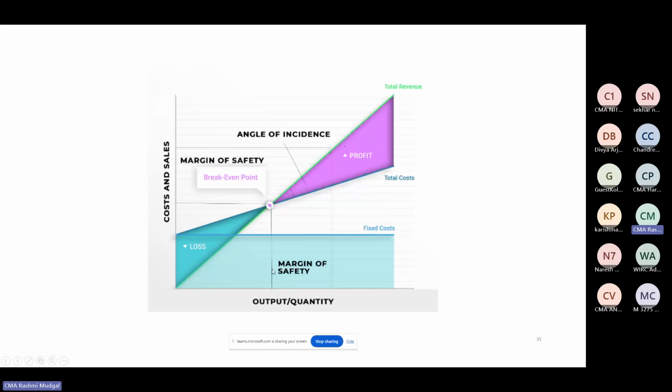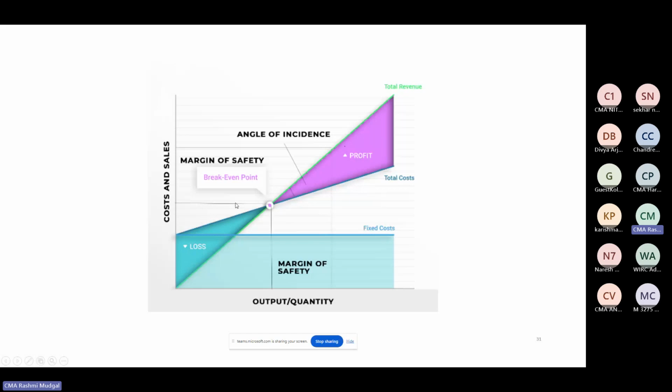After my break-even point, until my total revenue, the place is called margin of safety. So my total cost and total revenue intersect at the break-even point, and after the break-even point, up to the fixed cost, is my margin of safety. So this is my margin of safety.